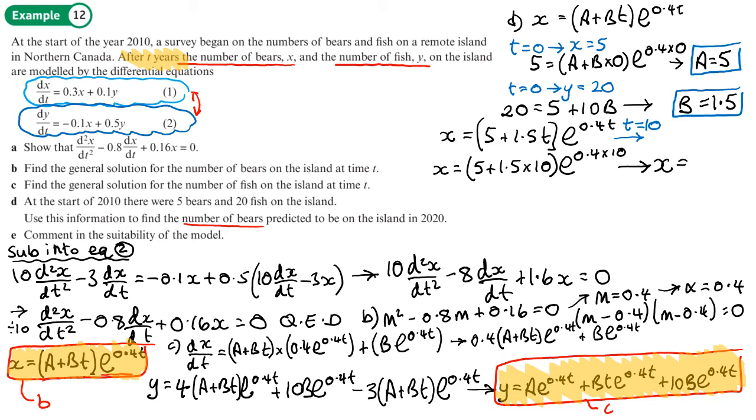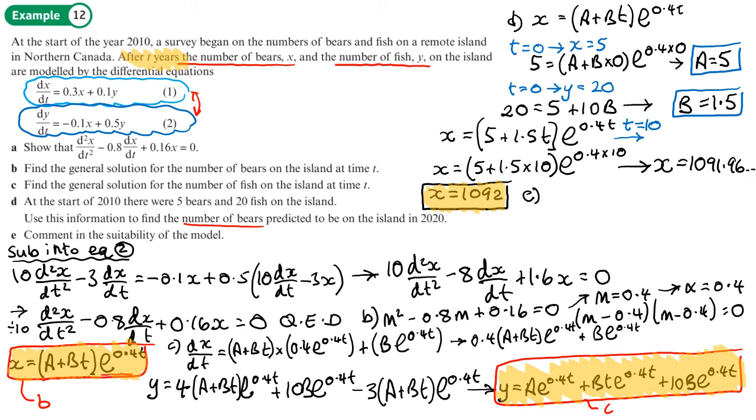So I get 1091.963. So obviously we want a realistic answer. So 1092, or even 1091, you'd probably be allowed. Yeah, it may not have got to 1092 bears. Okay, so there's the number of bears after 10 years. Part E, comment on the suitability of this model.